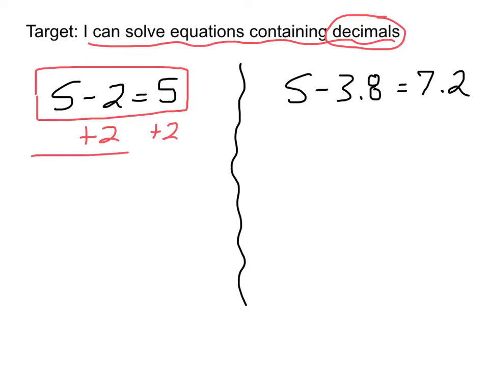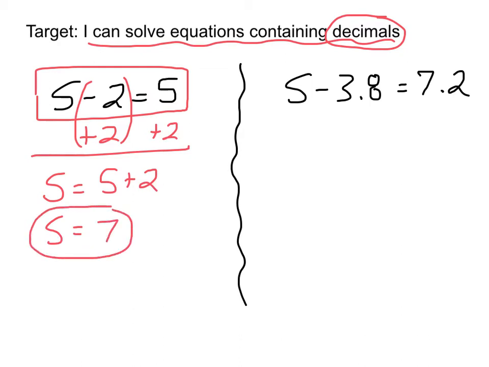So if I add 2 to both sides, minus 2 plus 2 cancels out, becomes a 0 pair. I'm left with s equals 5 plus 2, so s equals 7. And if I want to check my answer, I'll plug it back into the equation. 7 minus 2 equals 5. 5 equals 5. So the solution checks out.